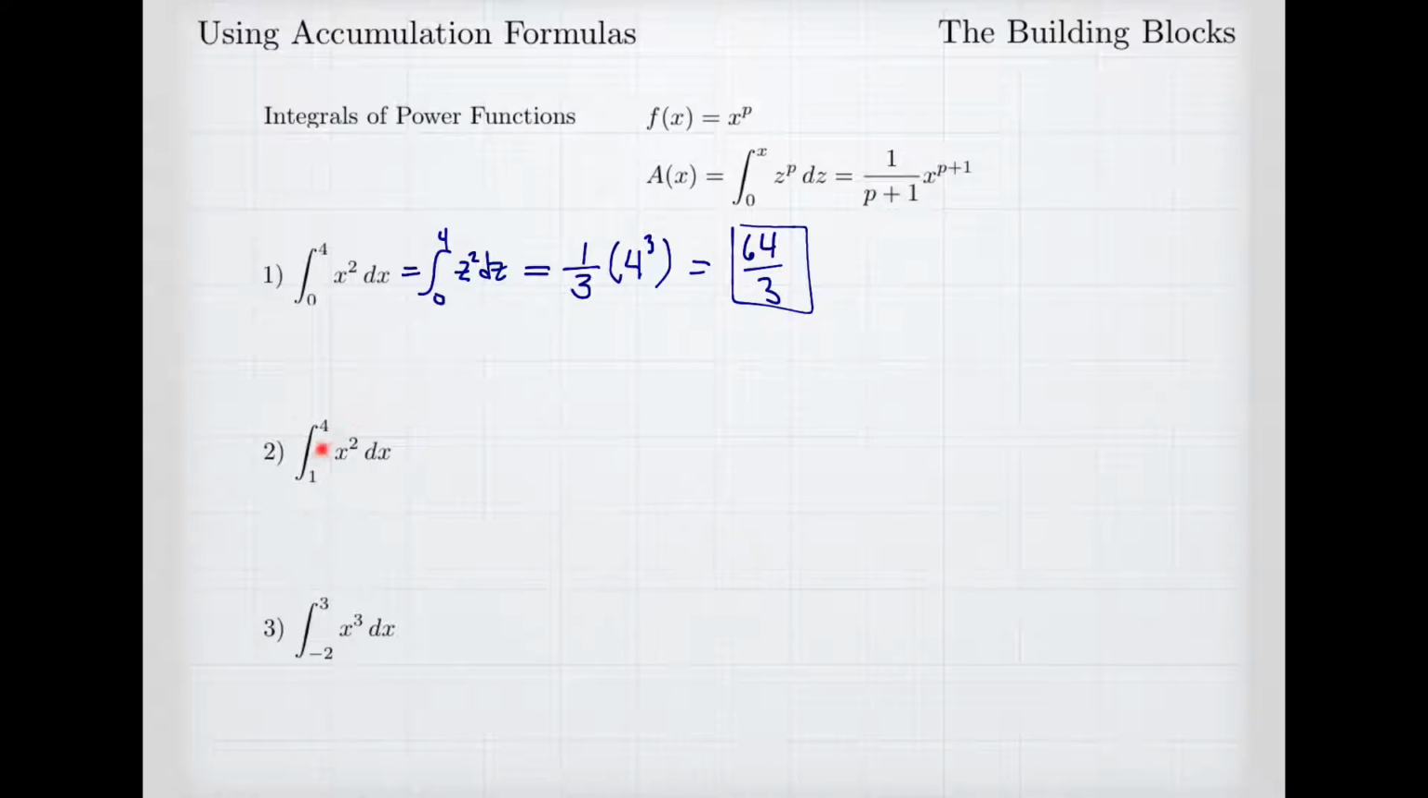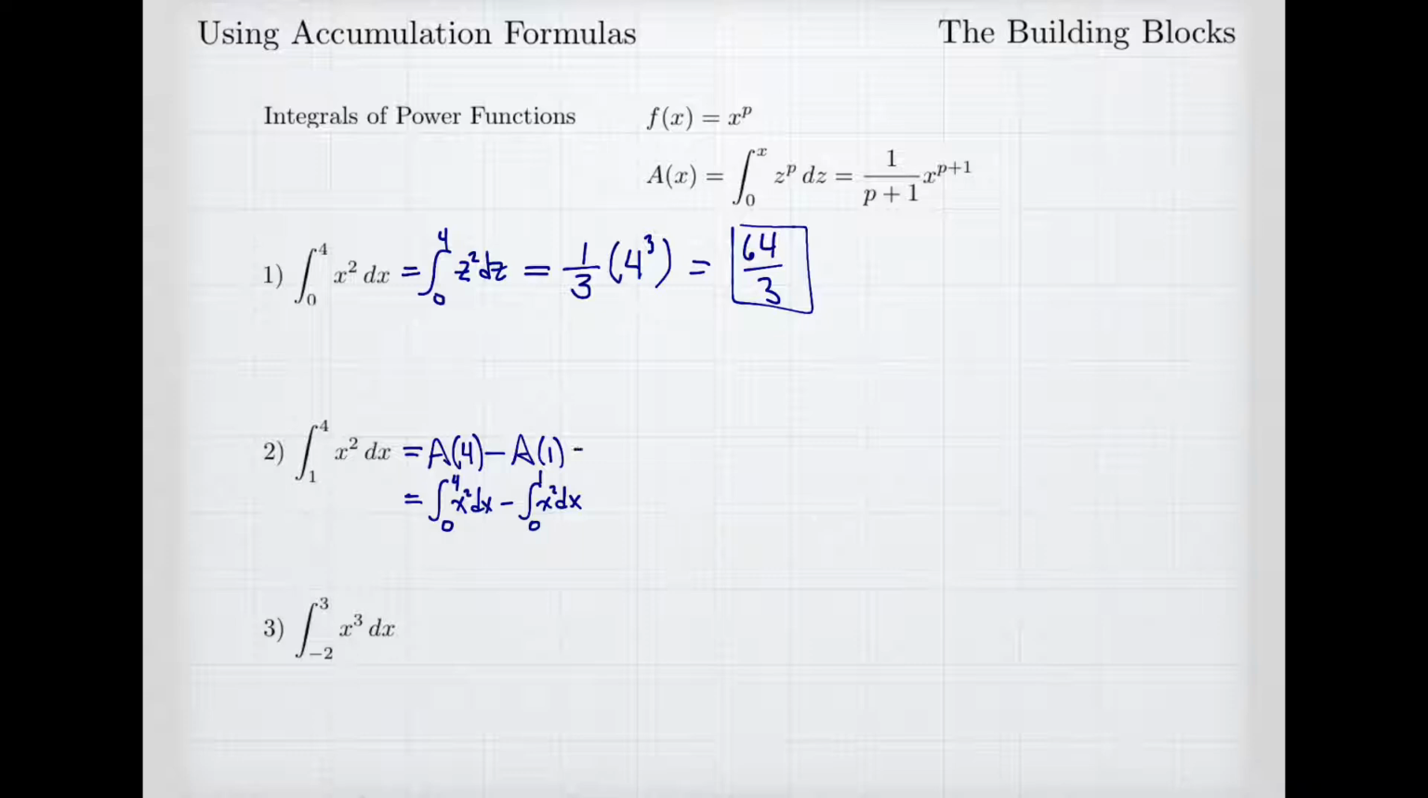For our second example, again we're integrating x squared dx, but notice that now I'm starting at 1. We found an accumulation formula for x squared. That was 1/3 x cubed, and we've learned that the integral is the change in the accumulation. So we're going to have the accumulation evaluated at the endpoint 4 minus the accumulation formula evaluated at 1. Just to remind you of what that context means, the accumulation at 4 is the integral from 0 to 4 of x squared dx, and the accumulation at 1 is the integral from 0 to 1 of x squared dx.